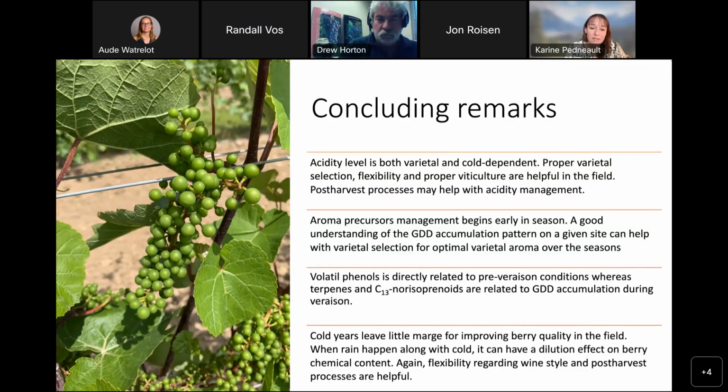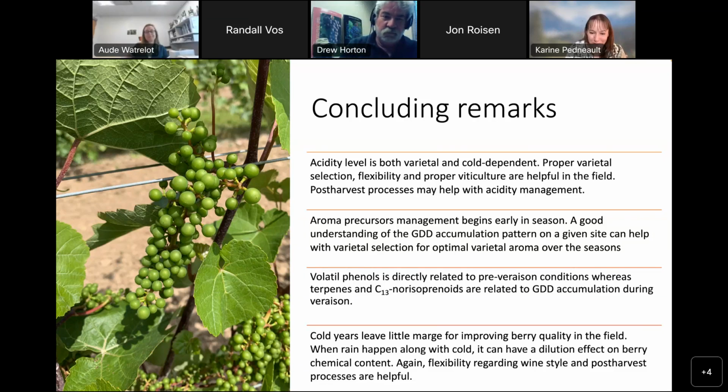So cold years leave little margin for improving berry quality, unfortunately, in the field. Again, flexibility is the rule, and I think you all understand that you have to be flexible when you grow grapes in the north.